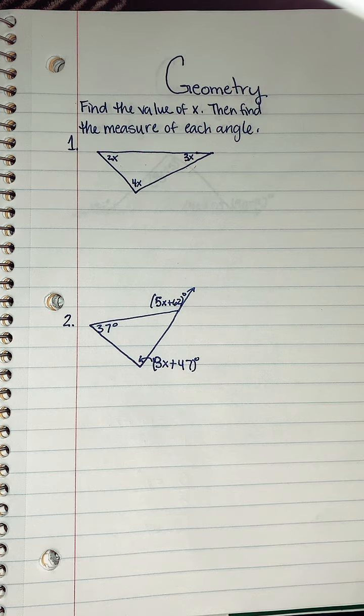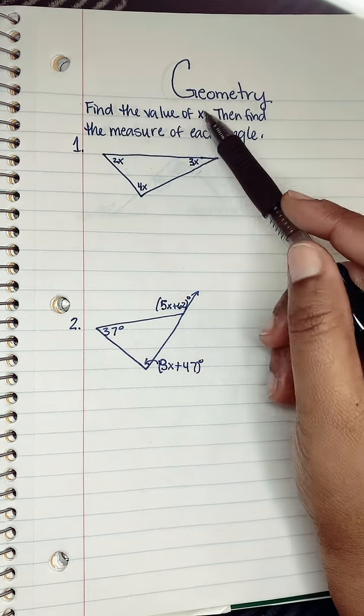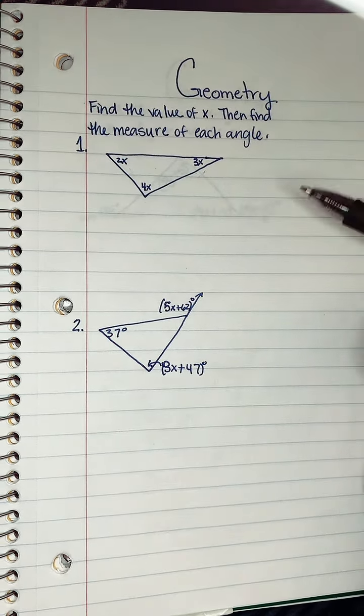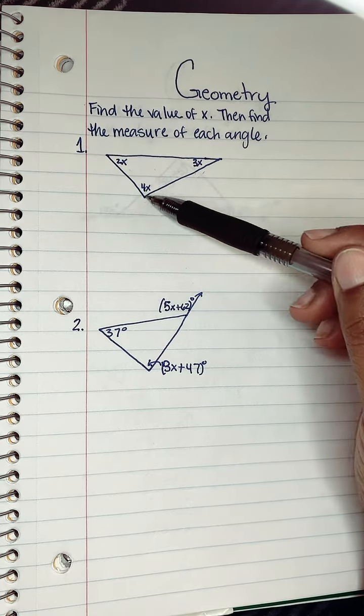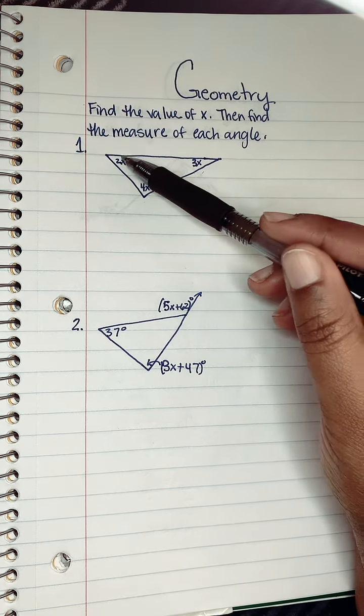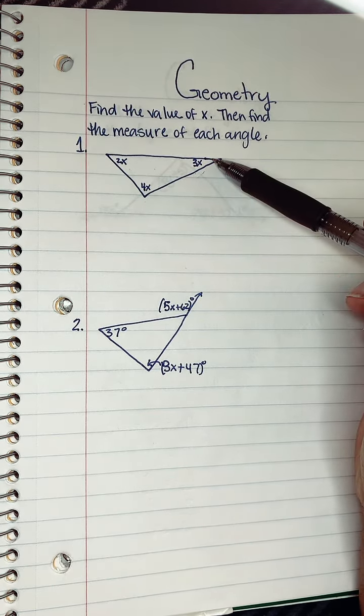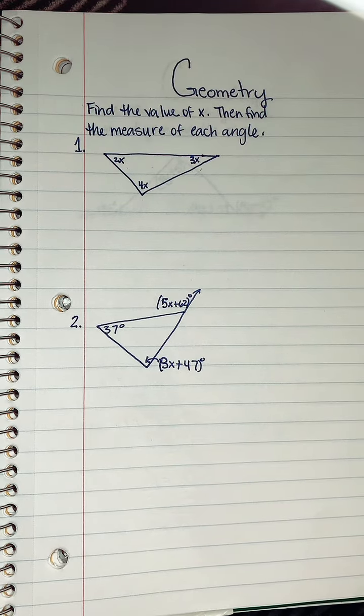Okay. So find the value of x, then find the measure of each angle. All right. This is a triangle, right? We know triangles add up to 180.